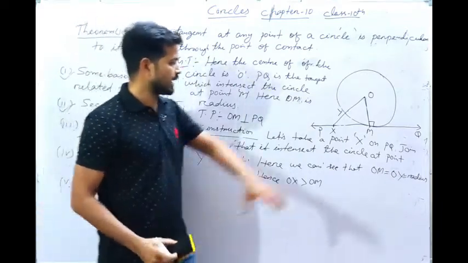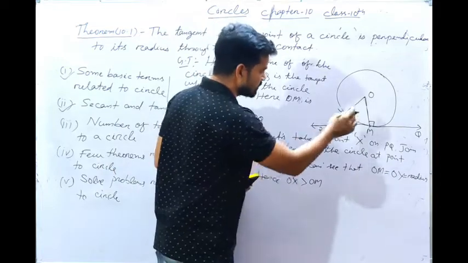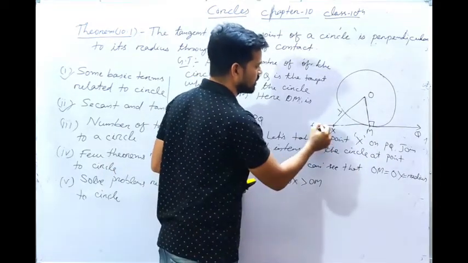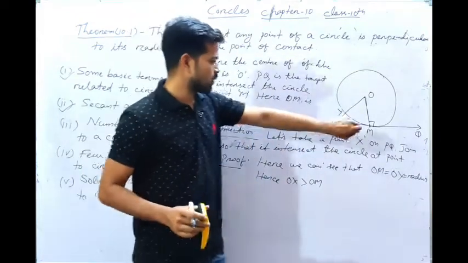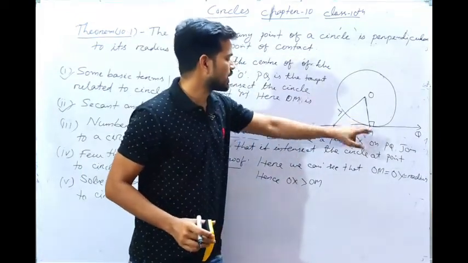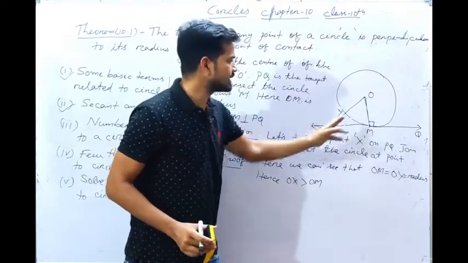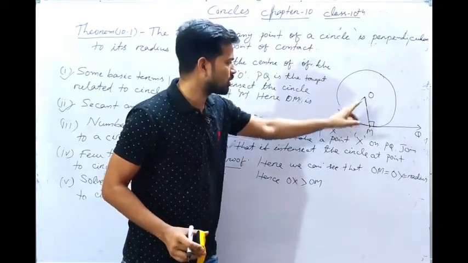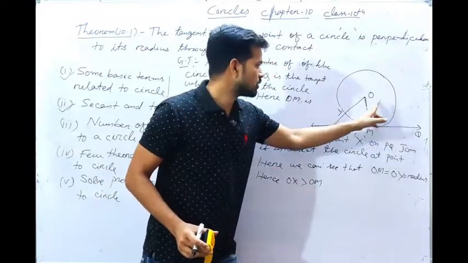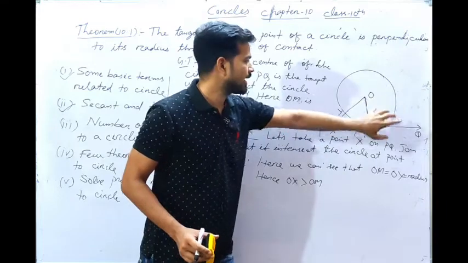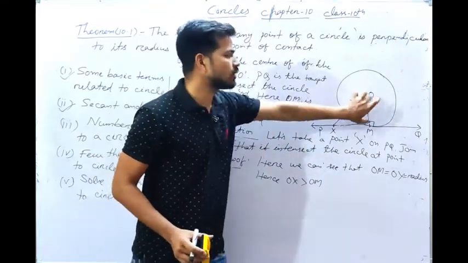Now if OX is greater than OM, then you can imagine this situation for any point on PQ apart from M. Just imagine any point on PQ, and imagine that you are going to draw a line joining that particular point to the center. Then the line you get will always be greater than OM.